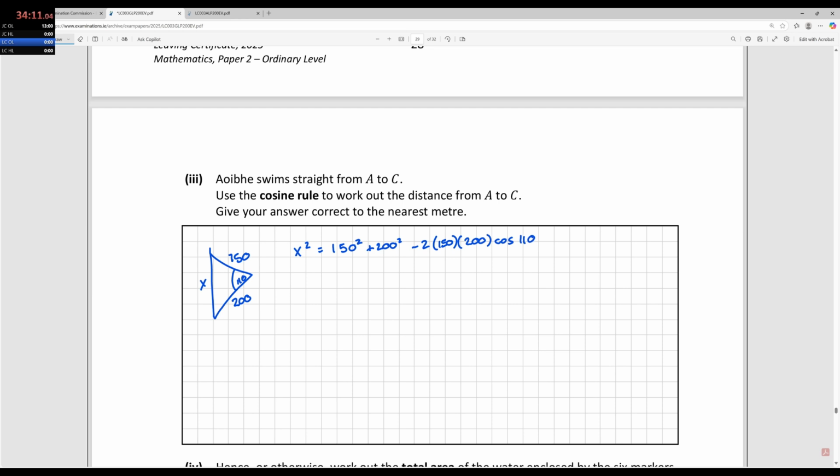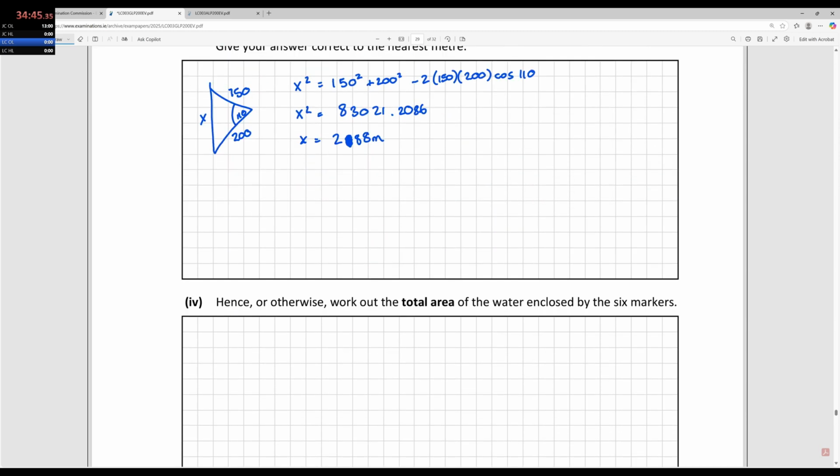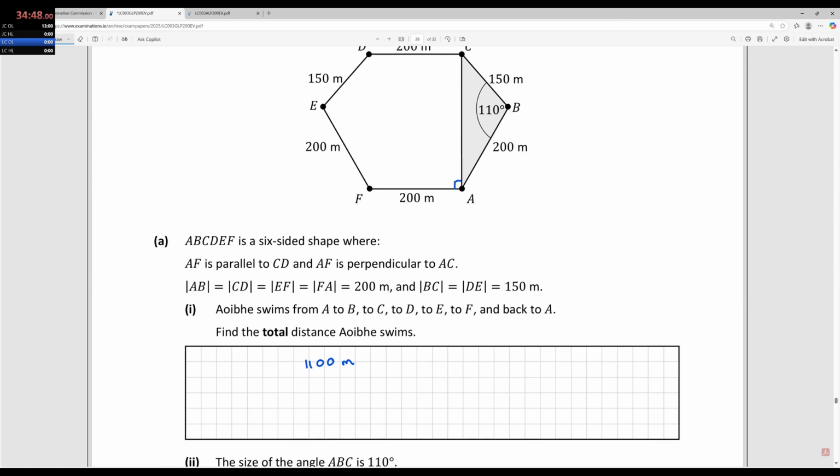150 squared plus 200 squared. Oh, okay. I found a new button on the calculator. So then x squared is equal to 83,021.2086, which you have to remember is not the final answer, we need the square root, because we don't want squared. And then it says correct to the nearest meter, so that would be 288 meters.